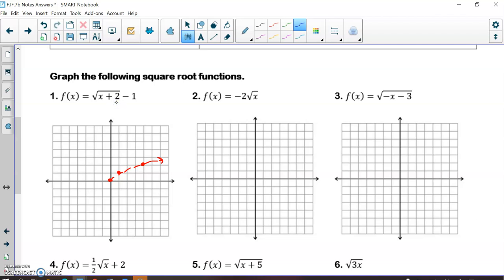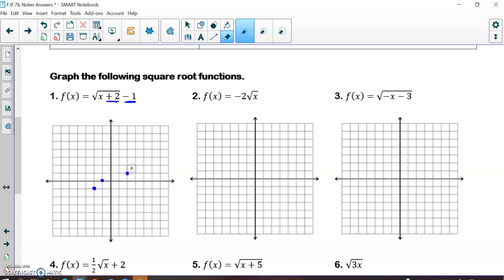So we're going to transform every point on this graph 2 units to the left and 1 unit down. The point (0, 0), 2 units to the left and 1 unit down, would be here. The point (1, 1) would be right here. And the point (4, 2) would be right here. Then we can erase our parent function and resketch our graph with the new transformed graph.